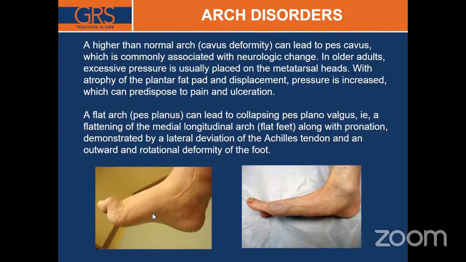This is a high arch. When the arch is higher than normal, it can lead to pes cavus, which is commonly associated with neurological changes. In older adults, the excessive pressure placed on the metatarsal heads in the long term can cause pain and ulceration. A flat arch on the other foot can lead to collapse in pes planovalgus and flattening of the medial longitudinal arch, along with pronation, which is demonstrated here by lateral deviation of the Achilles tendon and outward rotation of the deformity of the foot.